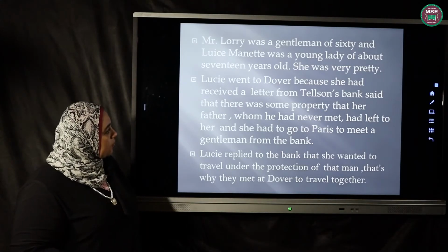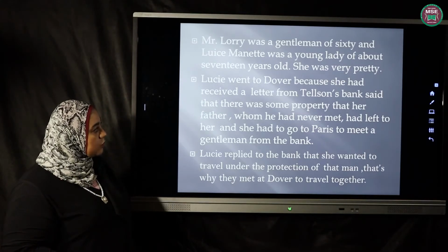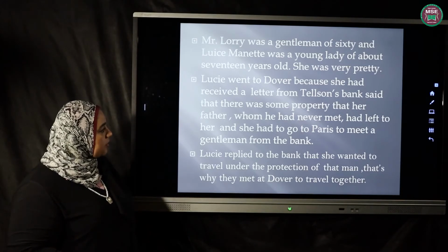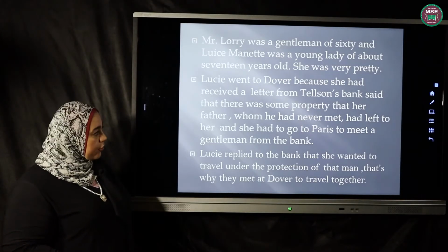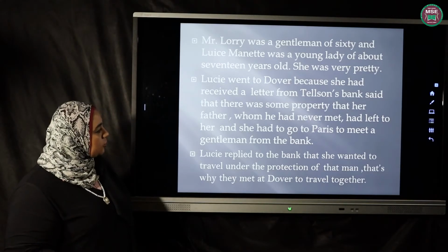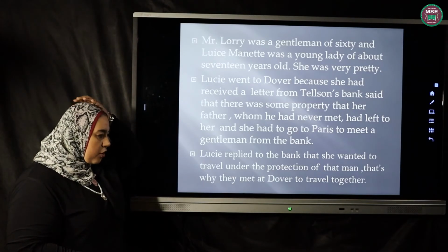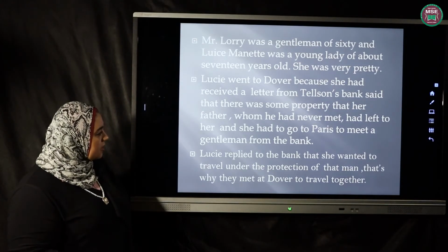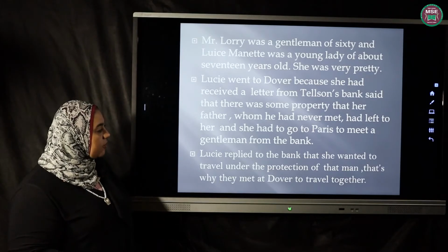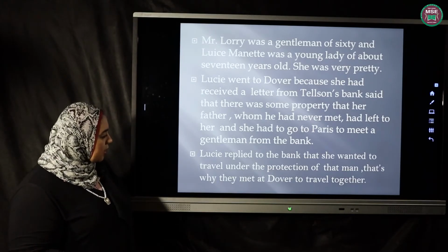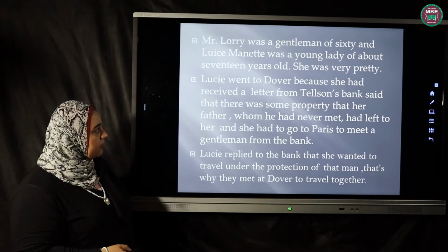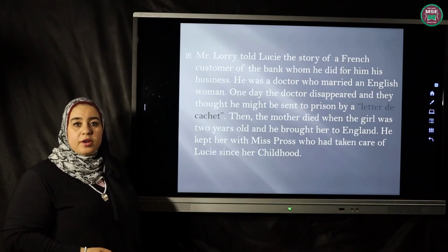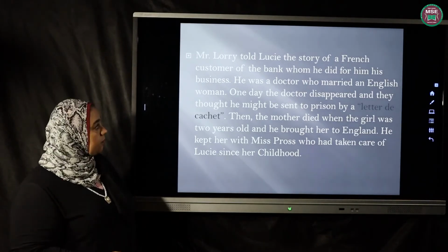Lucy went to Dover because she had received a letter from Tellson's bank, which said that there was some property that her father, whom she had never met, had left to her, and she had to go to Paris to meet a gentleman from the bank. This man is Mr. Lorry. Lucy replied to the bank that she wanted to travel under the protection of that man. That's why they met at Dover to travel together. They are going to travel together to Paris to get her father back to England.